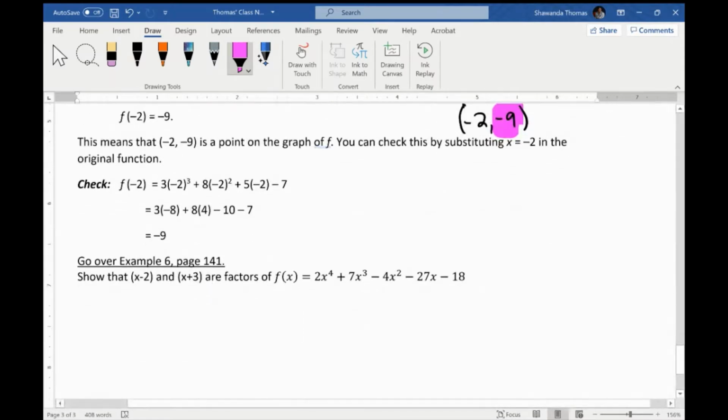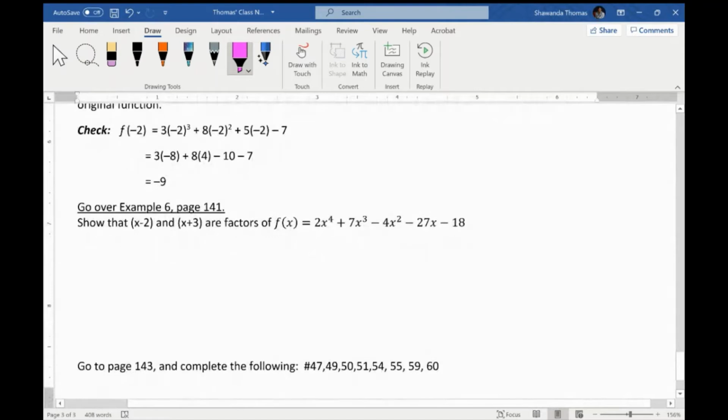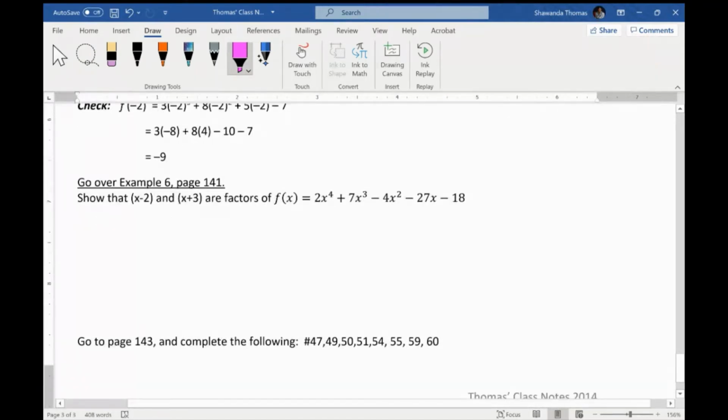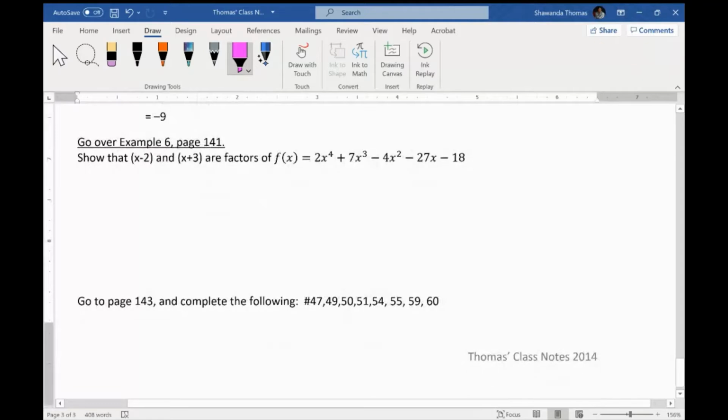All right, I added this problem to your notes, y'all, so you're going to have to write this on the back. Squeeze it in somewhere. It says, show that x minus 2 and x plus 3 are factors of f of x equals 2x to the fourth plus 7x cubed minus 4x squared minus 27x minus 18. All right, let me ask you some questions. What's the degree of this function? 4. Fourth degree. Very good. Other than Alicia, Kenneth, and Nakiria, what is the leading coefficient of this function?